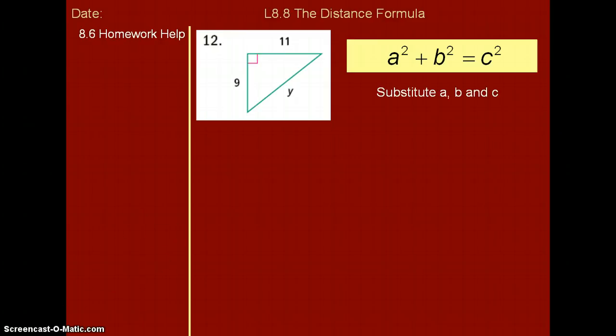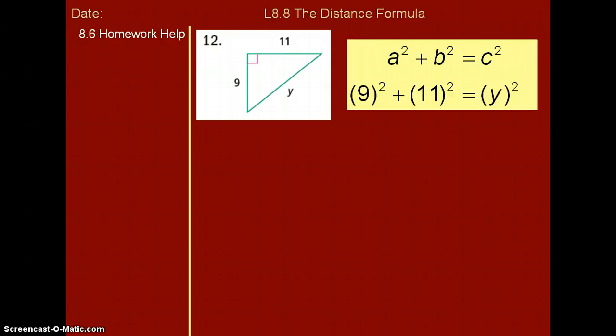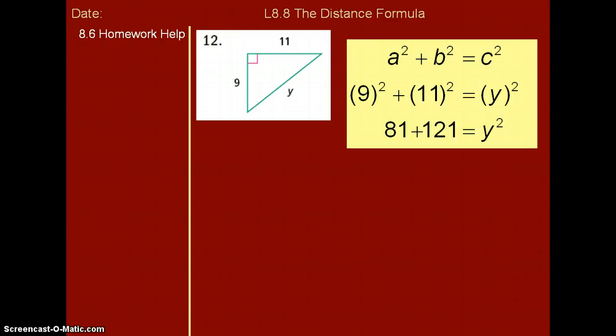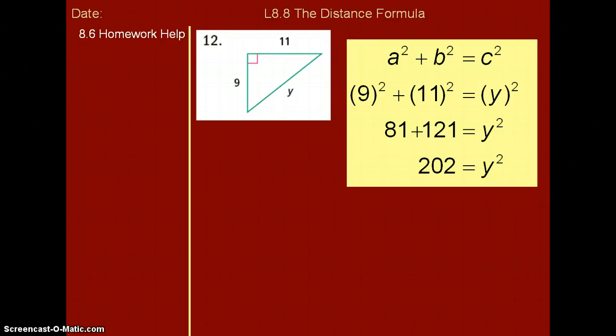So this time when we substitute a, b, and c, a and b are interchangeable as the legs of the right triangle, the right angle sides, but c does have to be the hypotenuse. Simplify anything that we can. Of course, we can calculate out those exponents. We should all have 81 plus 121 equals y squared on our paper. Again, continuing, simplifying what we can. We, of course, know that 81 plus 121 is 202. So we now see that 202 equals y squared.